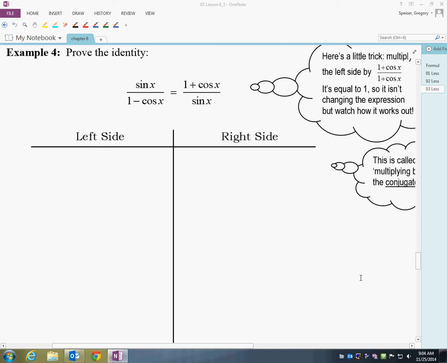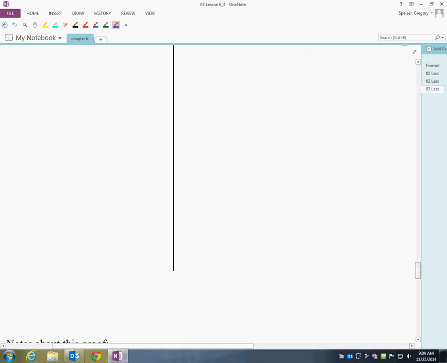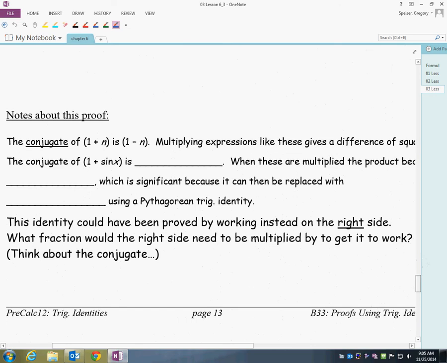So how did you do on example number 4? Did it work out well for you? As I'm looking at this, I think it might be good to actually look at the notes on the bottom first. It says, notes about this proof.